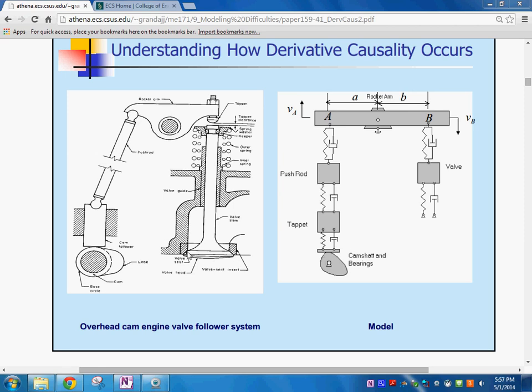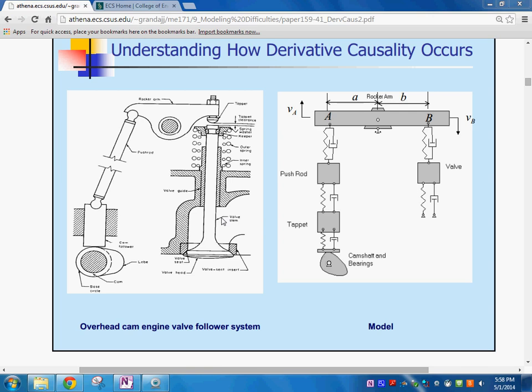opens it up, on this space in here, and the valve, if it's an intake valve, lets the fuel and air in. If it's an exhaust valve, the exhaust gases go out.